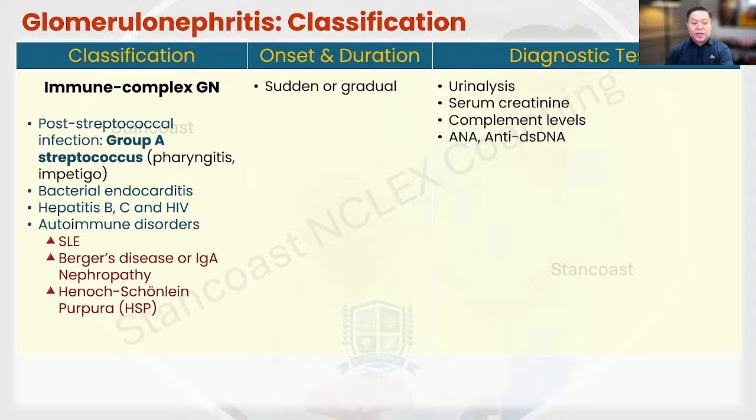Now, another test here is the ANA, or anti-nuclear antibody, or the anti-dsDNA, and these are specific tests for lupus. Going back right here, pointing directly to the SLE.